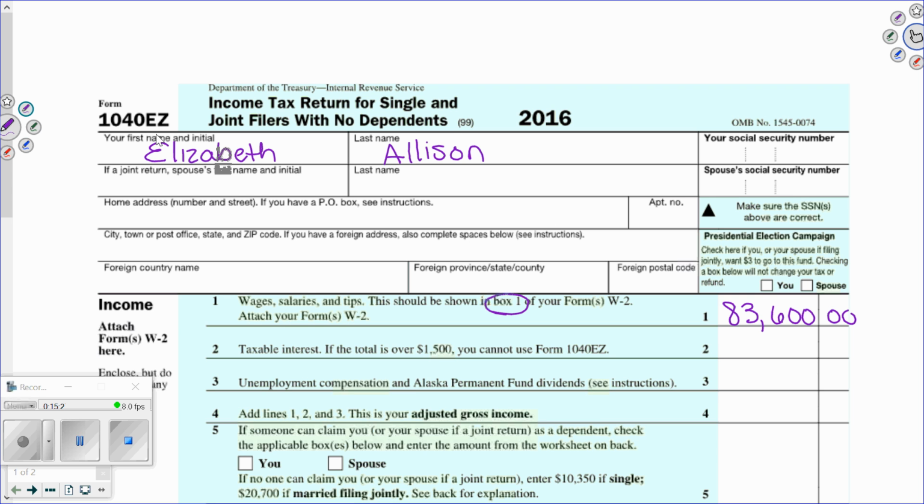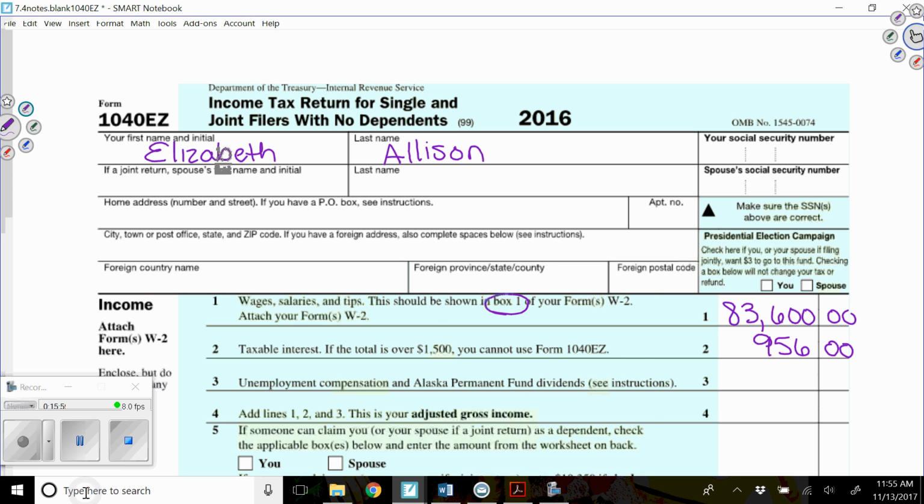All right, line number 2, taxable interest. If the total's over 1,500, you cannot use this form. What was her taxable interest? Look back at the original problem I gave you guys. Yeah, the 1099 that she got the interest from her bank, that's taxable interest. It was 956. It says if it's over 1,500, I can't. So I'm only at 956. I'm okay. Let's make sure we're okay on where this is coming from here.